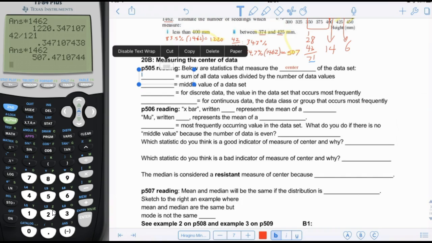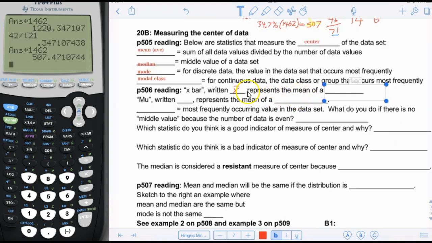Sum of all data values divided by the number of data values, that is known as mean or average. Middle value of a data set, that would be median. For discrete data, the value of the data set that occurs most frequently, that's the mode. For continuous data, the data class or group that occurs most frequently, that would be the modal class.